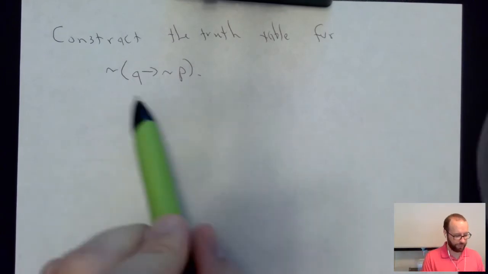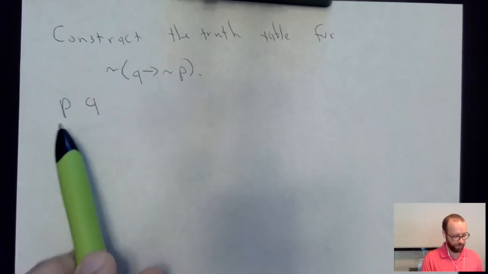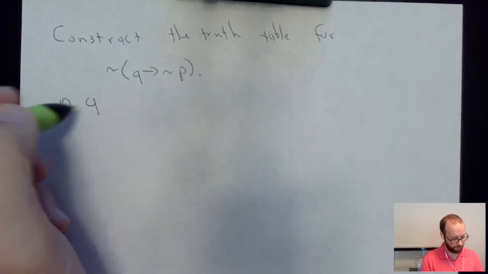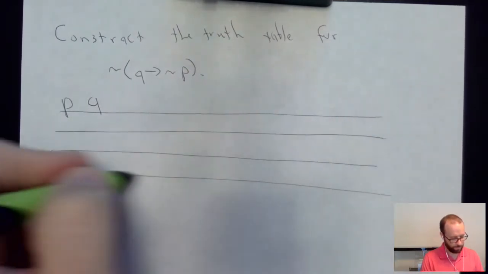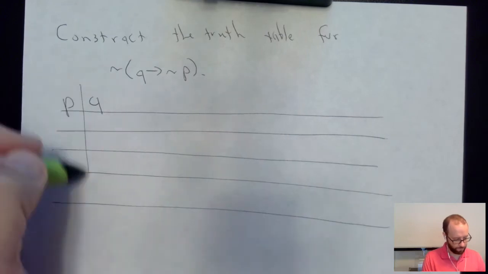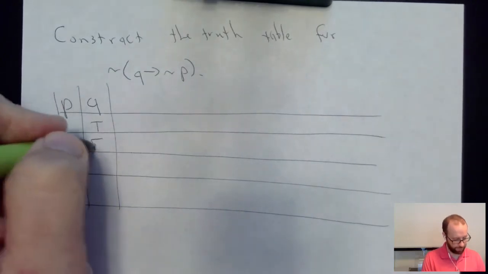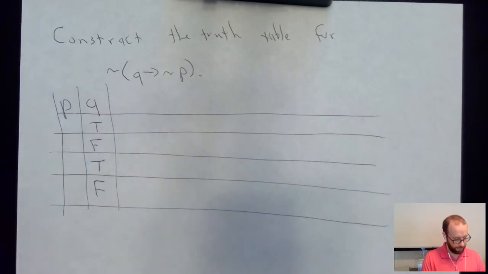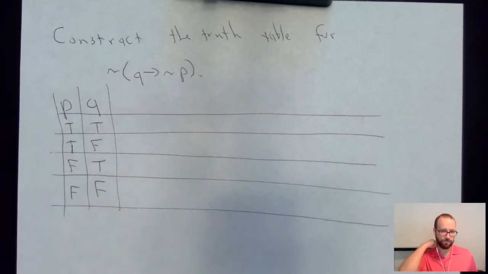Again, I see two letters, a P and a Q. I always alphabetize them, so P first, Q second. Two choices for P times two choices for Q gives me 4 rows. Starting under Q, because it's on the right, I alternate true, false, true, false. Then going over to P, I double up to 2 in a row, true, true, false, false.